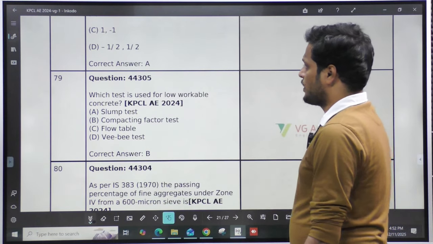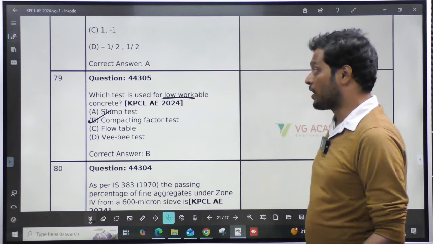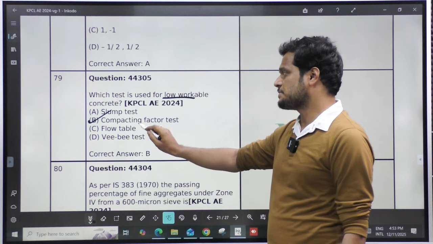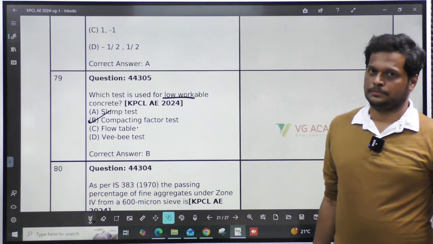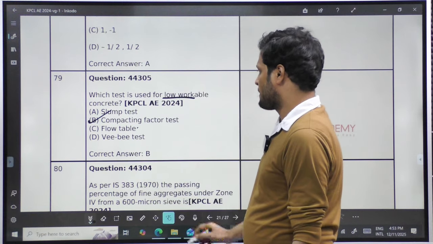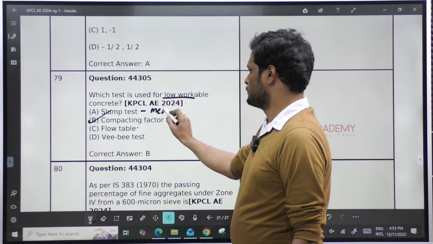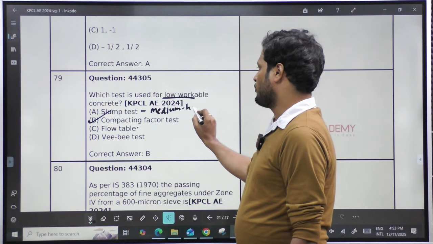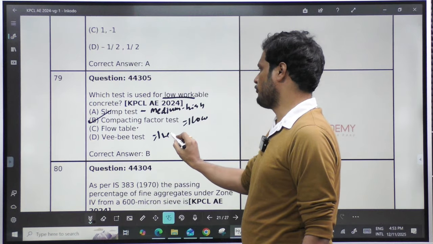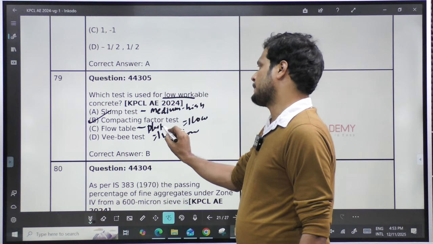Which test is used for low workable? For low workable compaction, for very low VB, for plastic flow table. So this we can use up to medium also. Medium to high we can use this, and this is for low and this is for very low, and flow table for plastic.